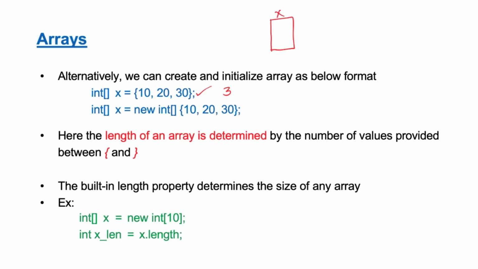So the name of the array is x, and how many elements does it have? 3 elements. The first element is 10, the second element is 20, the third element is 30. The indexes are 0, 1 and 2.